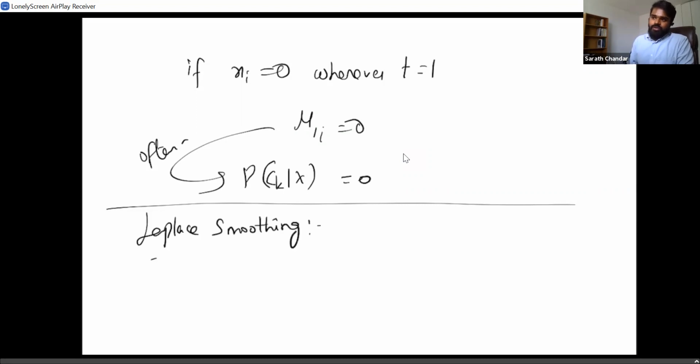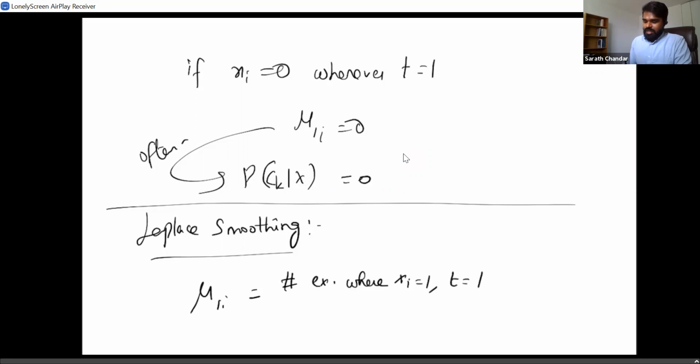In Laplace smoothing, basically instead of counting from 0, we are going to start the count from 1. So mu1i is given by the number of examples where xi is equal to 1 and t is equal to 1, divided by the number of examples where t is equal to 1. This is the original formula.